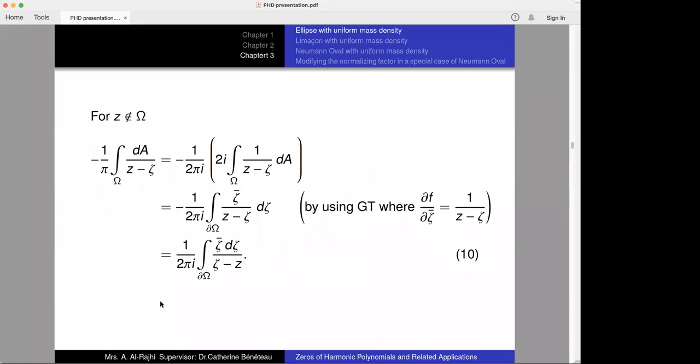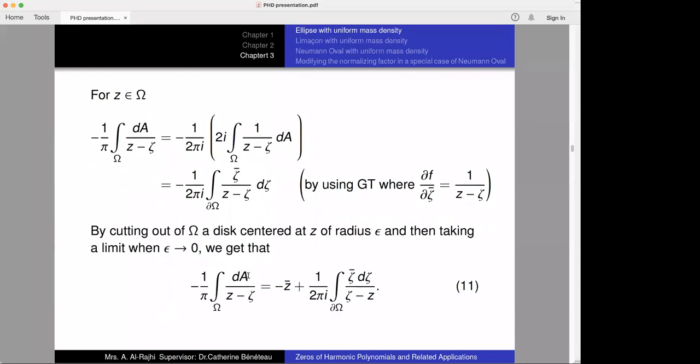As we mentioned before, having z inside or outside the domain will affect the images. So when z is outside the domain, our integration could be written as equation 10, while if it's inside the domain, it will be written in this way using Green's theorem.